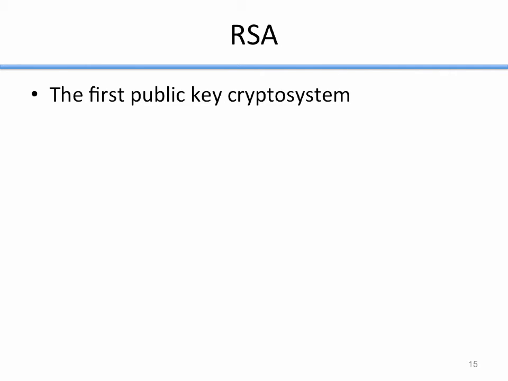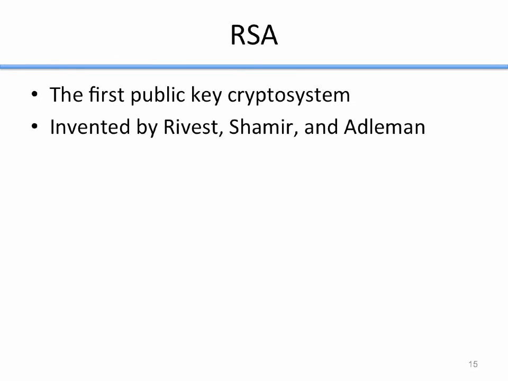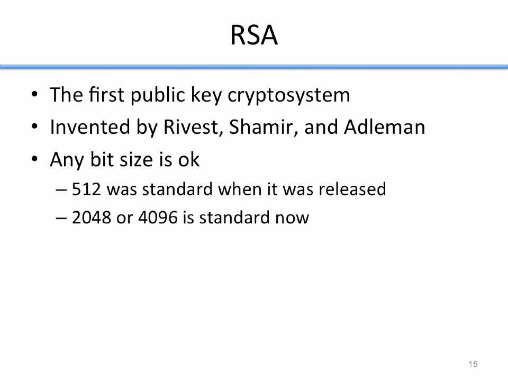So let's look now at an actual real-world public key cryptography system, and it's called RSA. This was actually the first public key crypto system. It was invented by Rivest, Shamir, and Adelman, and any bit size is actually okay. So remember with AES or other symmetric key ciphers, you only had certain choices for block size and for key size and things like that. In RSA, any size is okay.